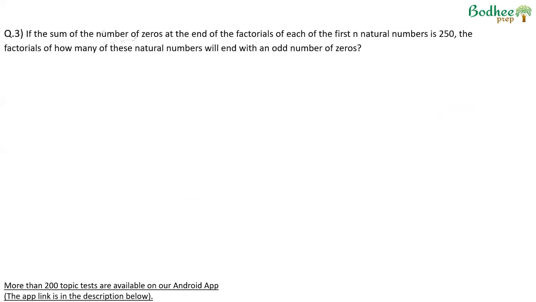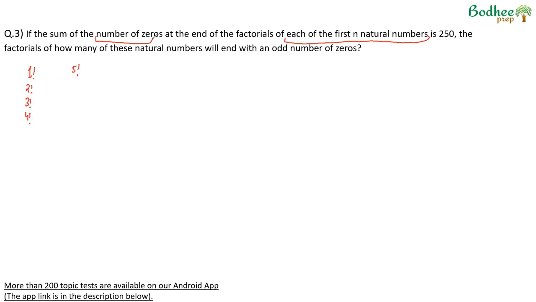If the sum of the number of zeros at the end of factorial of each of the first n natural numbers is 250, the factorial of how many of these natural numbers will end with an odd number of zeros? So let us take the value of n as 5: 1 factorial, 2 factorial, 3 factorial, 4 factorial, and 5 factorial.